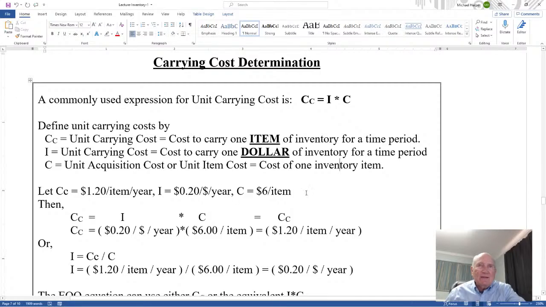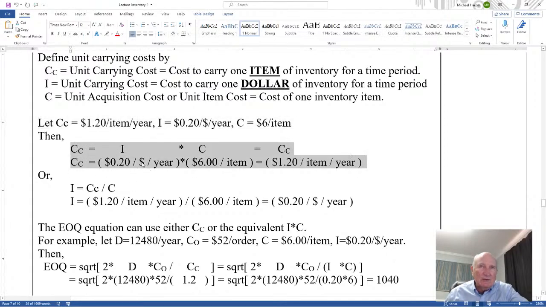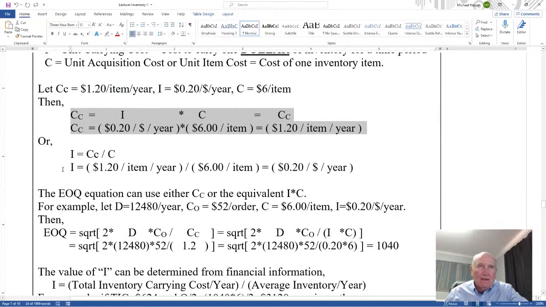And so that's how these are used together. Why do we do it that way? Why do they do it that way? Well, the carrying cost C sub C is the carrying cost per dollar times C, which is the carrying cost per item. And I is C sub C over C.